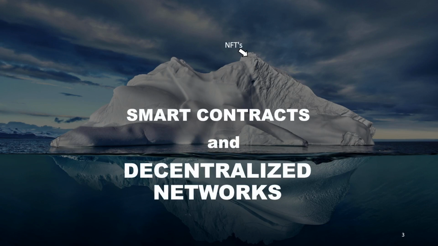There's a lot of talk about NFTs, but I really believe that they are the tip of the iceberg. When you're talking about blockchains, there's just so much more to them than NFTs. So I wanted to kind of widen up a little bit and talk about smart contracts and decentralized networks. What do these two things mean, and how are they valuable? And hopefully by the end of today, you'll have a better understanding of what they are.